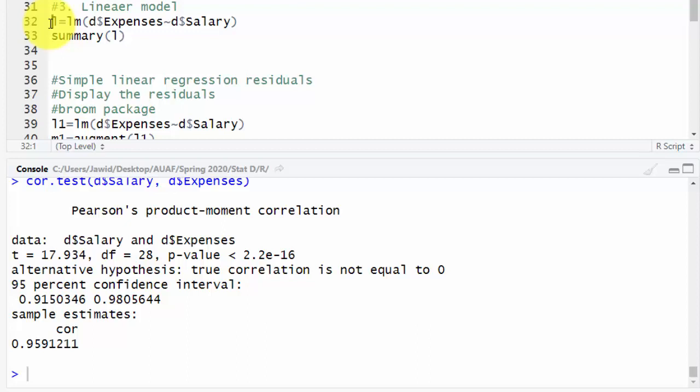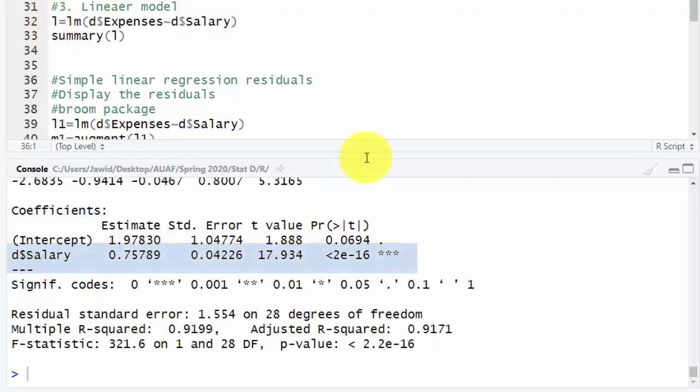I use the lm function in summary. Now you can see here in this table I have the estimated coefficient of the salary, which is 0.75, and importantly the p-value of that, which is 0. Now I can say that the direction of impact of salary on expenses is positive. That means increasing salary will increase expenses, and the impact is significant because the p-value is 0.